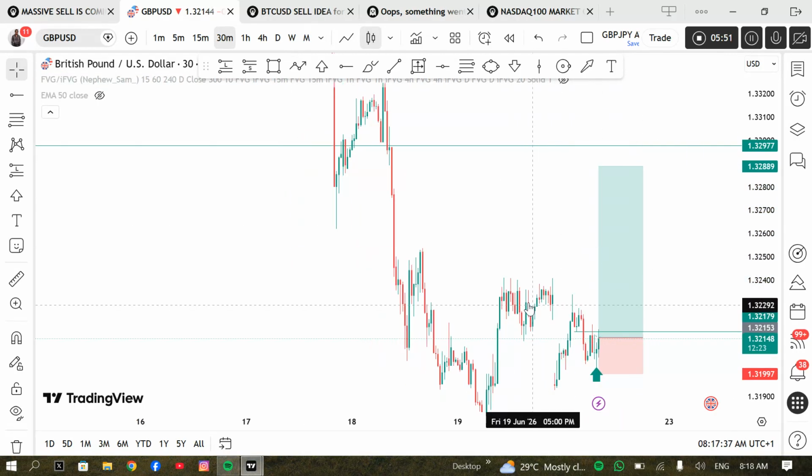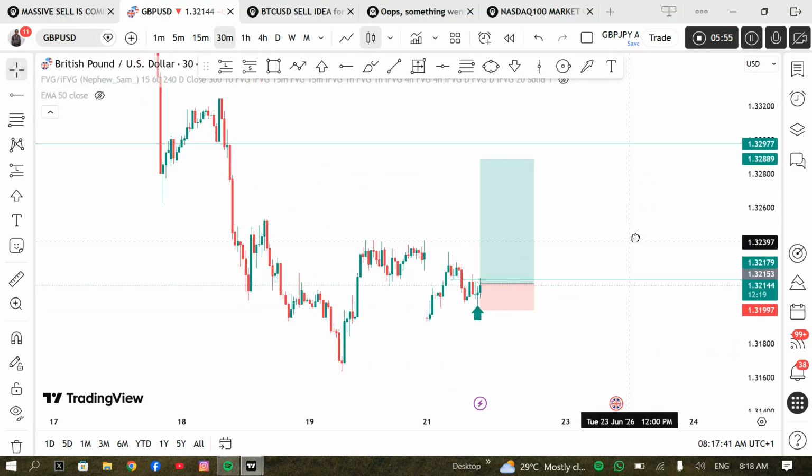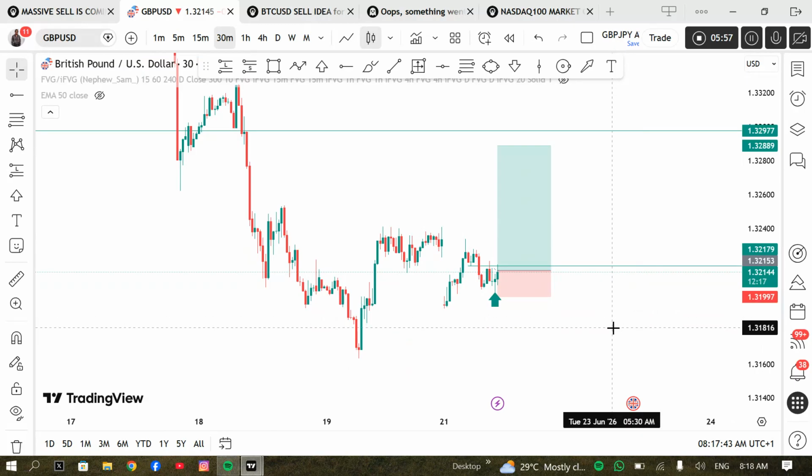So this is how we position to buy GBPUSD from the current market price. So let's see how market reacts.